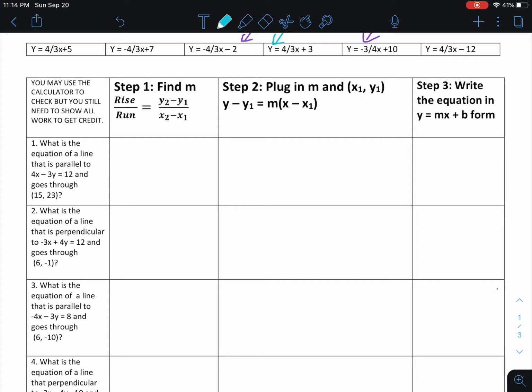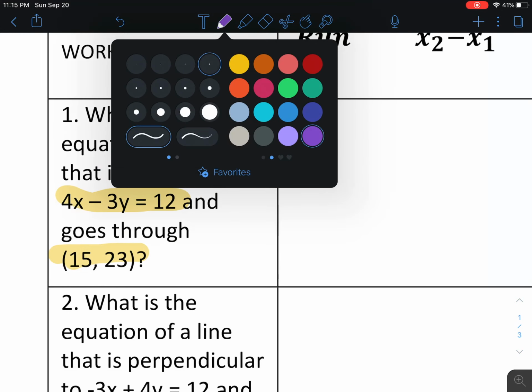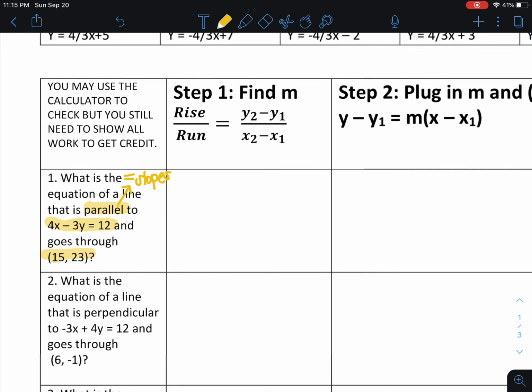All right. So first we have a parallel question. So this one says parallel, boom. Here's my equation, boom, and here's the point, boom. Important information. Always start by identifying your important information. Okay, so don't forget, parallel lines, I'm gonna write this over here, have equal slopes. Okay, that's really important. The next thing you need to understand is, well, I'll get to that in just a moment.